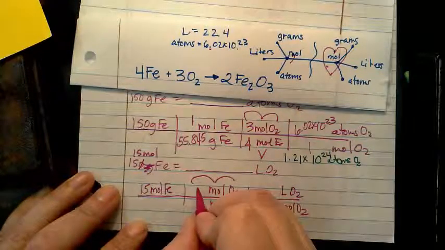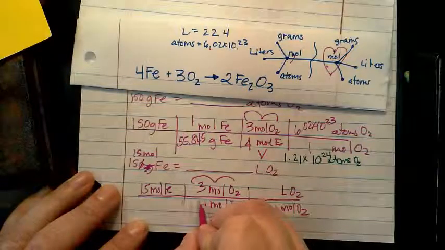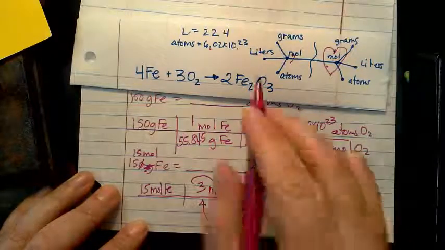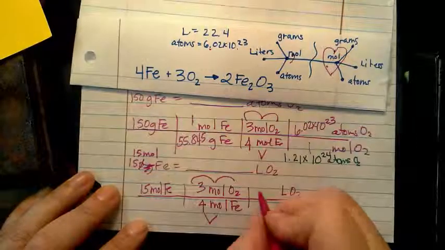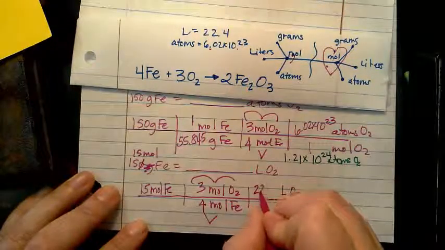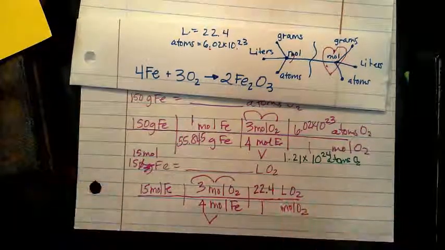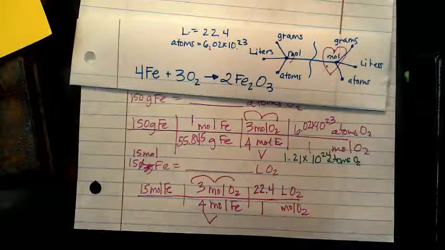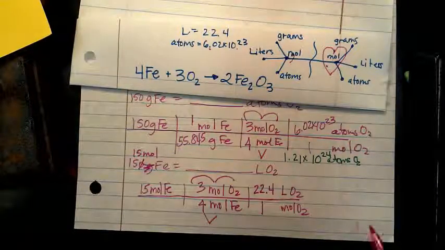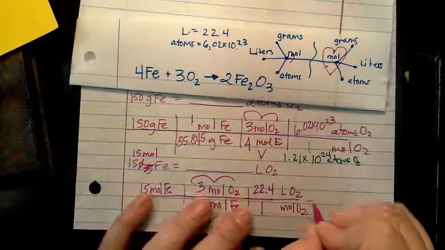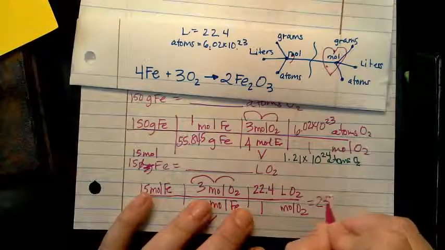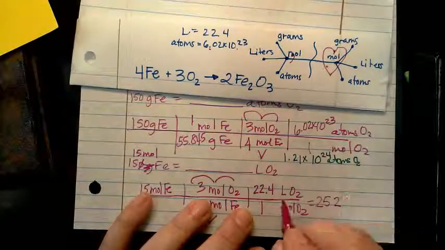Looking back at my balanced equation, a 3 and a 4. And for that liters, remember, I'm going to use that constant, which is 22.4. I'm actually going to have to do this on my calculator to get the answer for y'all. So change the numbers. And your answer should be, as long as I did it right the first time in the calculator, 252, and it's going to be liters of oxygen.